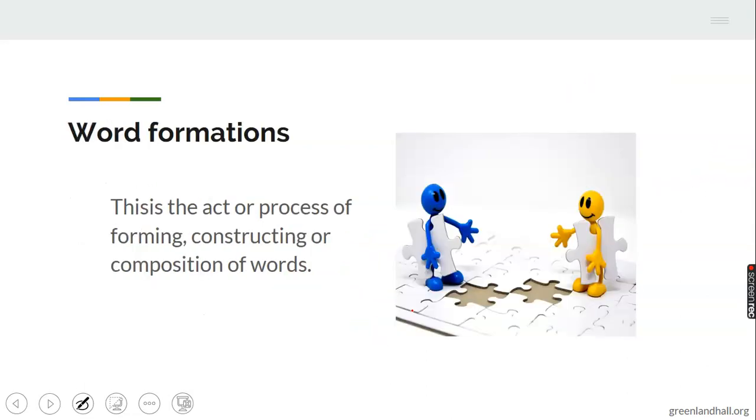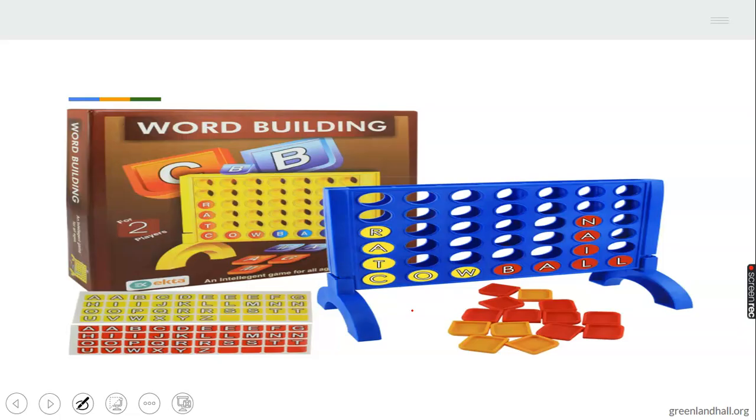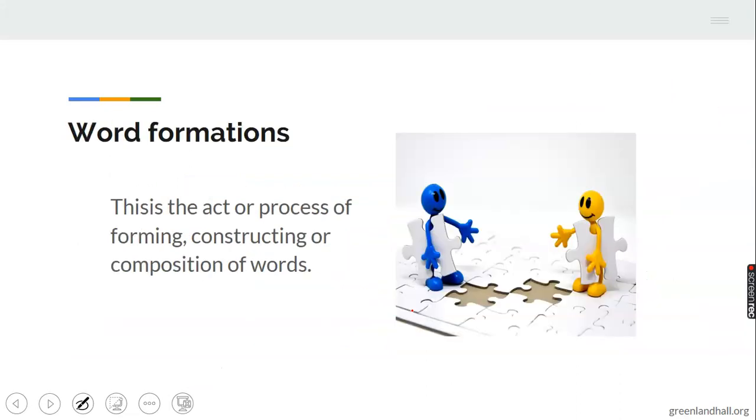Now let's go to the word formations. Word formation. Word formation is the same thing as word building. Word formation is the same thing as what? Word building. So don't get confused. When I say word formation, I'm just saying word building. Good. Now, this is the act or process of forming, constructing, or composition of words.